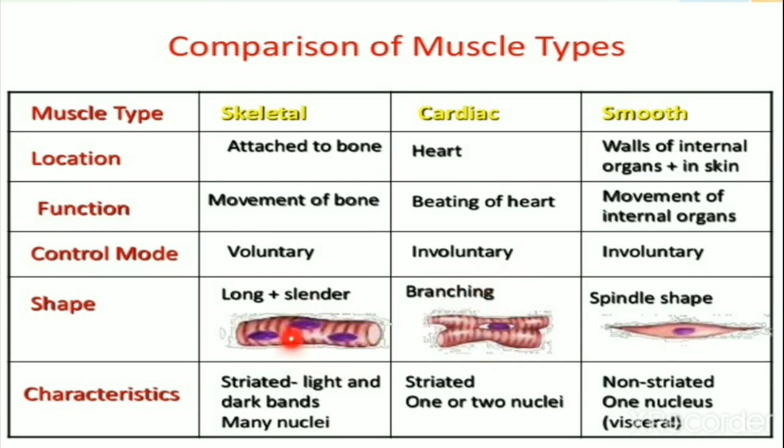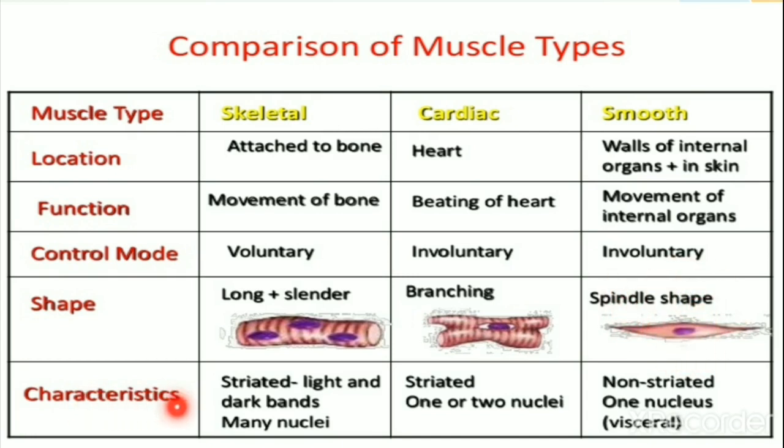Okay, so this is the difference between the two in the structure. Spindle shape means they are tapering at the end. Spindle means that it is very pointed at the end, and uninucleate without any bands. That's why they are called unstriated muscles.